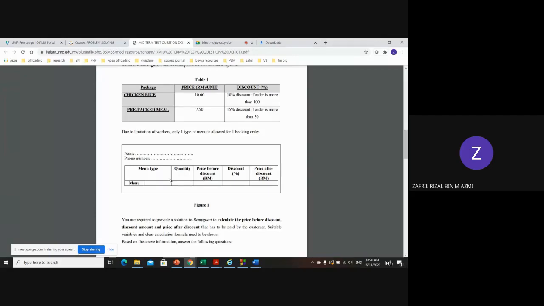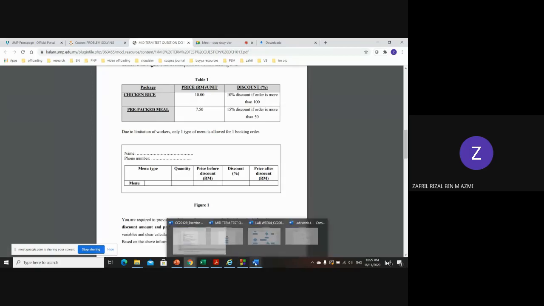So where do you want to keep it? Let's say the user enters chicken rice, so the user is entering a value. Do we want to store this value inside a variable? So choose one variable to store chicken rice. The one that is already given here is menu. So if you want to use menu as a variable, the value of menu can be either chicken rice or pre-packed meal. Can you understand, class?